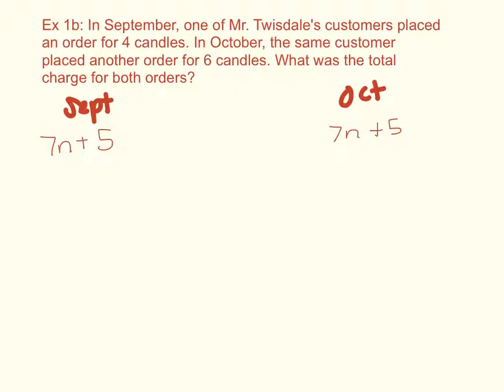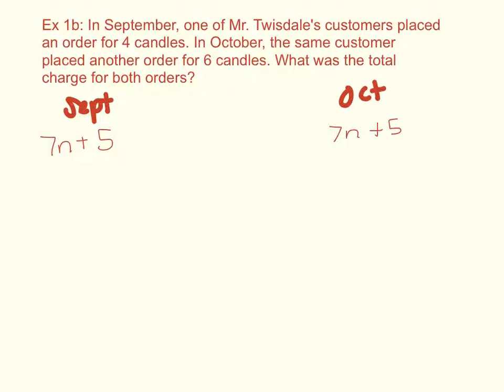So here's example 1b. Just do it right underneath example 1a because it's a continuation. Now we have our formula. I've already listed it here, and let's see what we're going to do with it. In September, one of Mr. Twisdell's customers placed an order for 4 candles. In October, that same customer placed another order for 6 candles. What was the total charge for these orders?